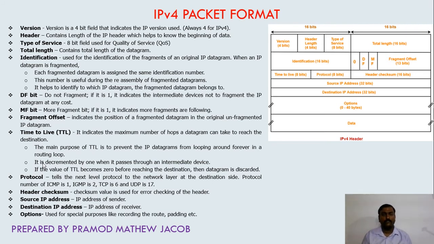Next is the header checksum field, which is a checksum value used for error checking of the header. Next is the source IP address, that is the IP address of the sender system. Next is the destination IP address, which is 32-bit, used for identifying the destination system. And next is options, which is used for special purposes like recording the route from the source to the destination. Padding, that is adding additional bits to make it compatible with the packet format. All these details will be provided in the option section. And the next part is the data, in which the original data is transmitted from the source to the destination. So this is the typical packet format of IPv4.